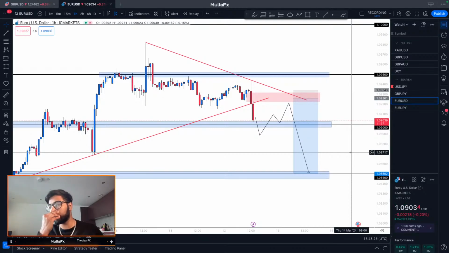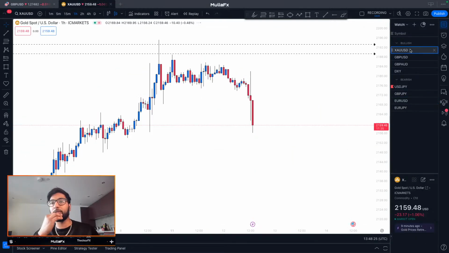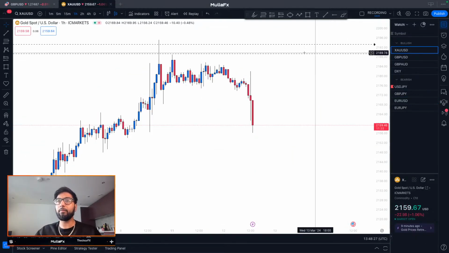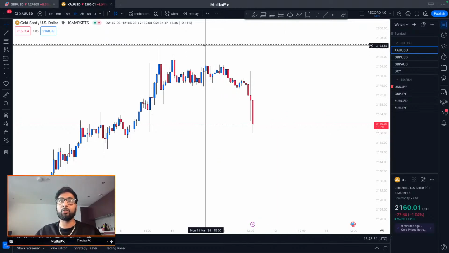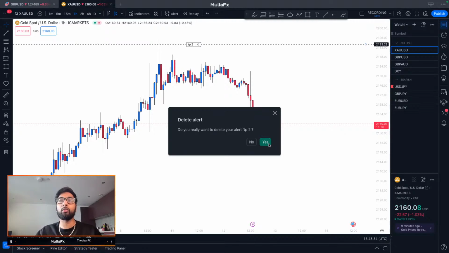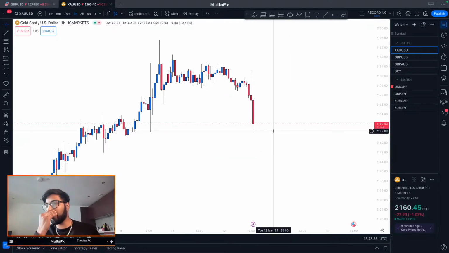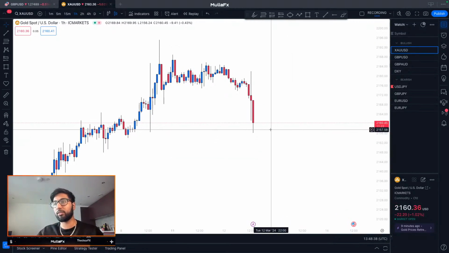We're going to be looking at gold, okay? And gold is a little bit different. Gold is something that I do like to trade as well, and we're going to break down gold with key levels. So we look at what price is doing. Price is at 2160 right now.